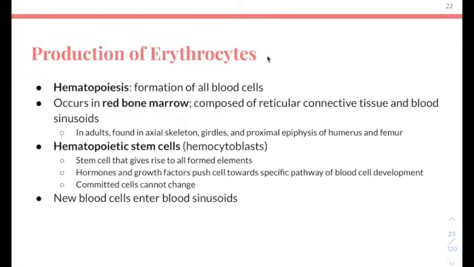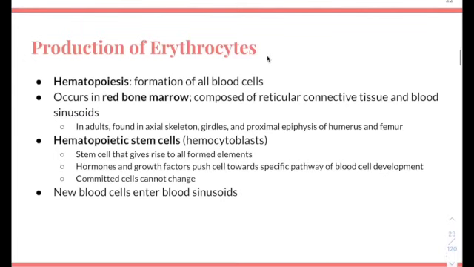We have what are called hematopoietic stem cells, and that's what gives rise to all the formed elements in the blood. We also have the hormones and growth factors that push the cells towards specific pathways of blood development. So hormones could be saying we need more red blood cells, more white blood cells, more platelets, more of this, more of that. That's what some different hormones actually do.